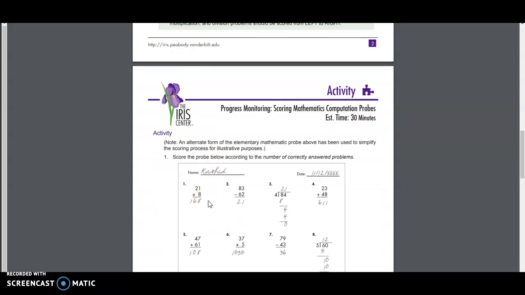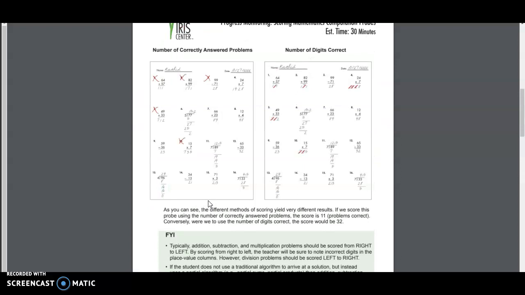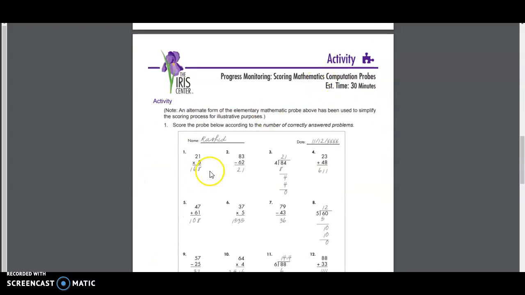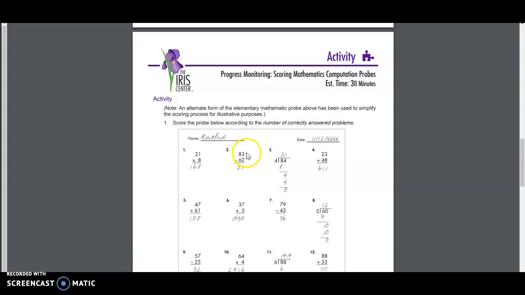People are always like, why are we doing it again? It's not the same problems, I promise. So up here, the first problem is 64 plus 57. They scored number of correctly answered problems. Here, they scored number of digits correct. Down here, the first problem is 21 times 8. So you will score the probe below according to the number of correctly answered problems. Again, you do not need to actually submit this probe, okay? You can just tell me the number of correctly answered problems is such and such.